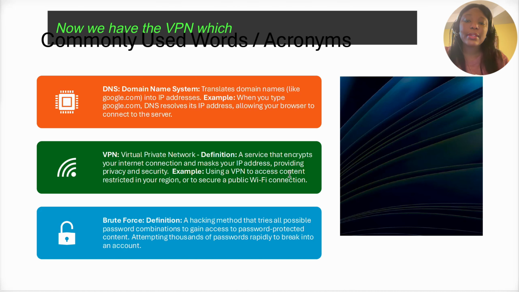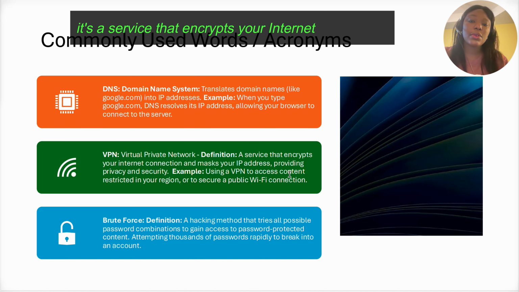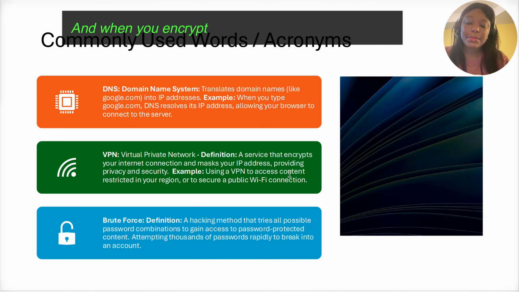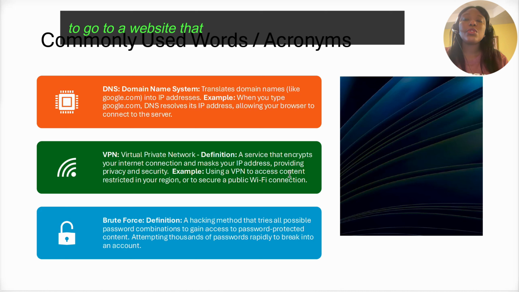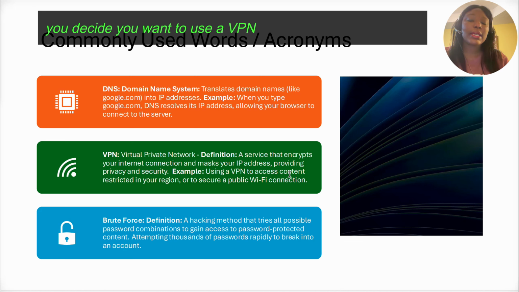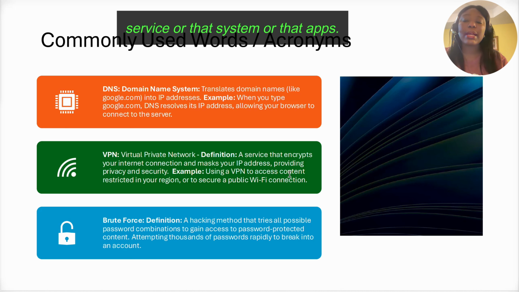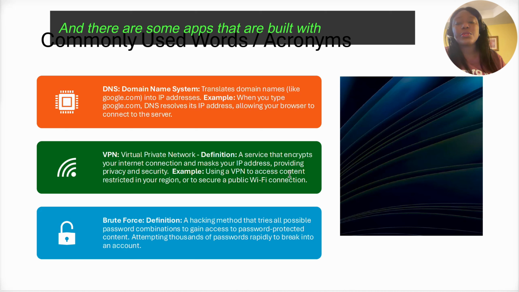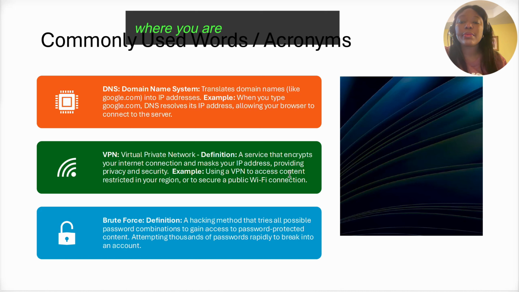Now we have the VPN, which is Virtual Private Network, and it's the service that encrypts your internet connection. And when you encrypt this, it masks your IP address. So when it does that, your privacy and security is ensured. One of the common uses of VPN is when you are trying to go to a website that is restricted in your country, and you decide you want to use a VPN so you can connect to that service or that system or that app or content. And there are some apps that are built with extra security that will know you're using a VPN and will still try to find where you are coming from.